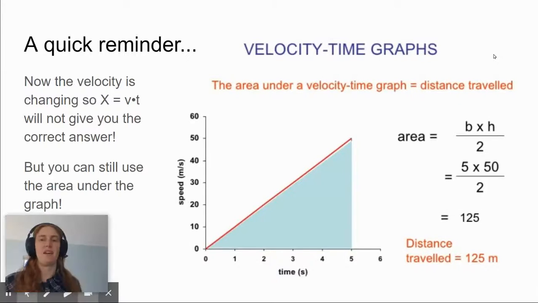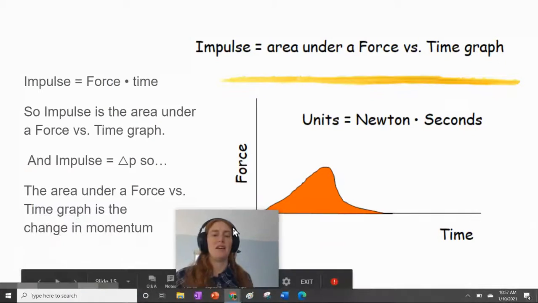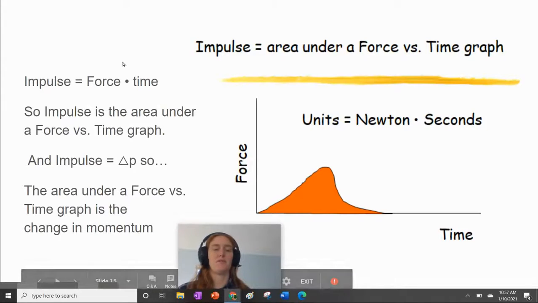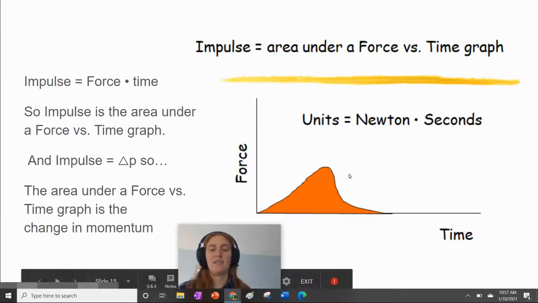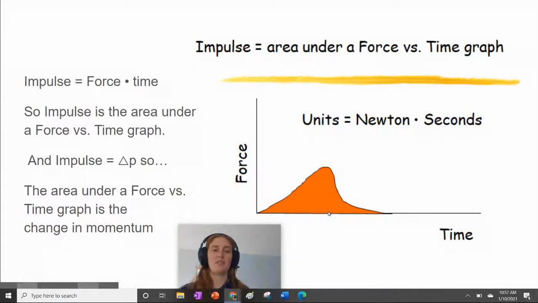So if I have then instead a graph that is impulse is equal to force times time, then the same way that I did velocity times time before, I can do force times time to get the area underneath this to be equal to my impulse. But I can't just multiply my maximum force times time because this is not a rectangle. And in fact, this is usually what the force versus time graph looks like. So you'll need to just approximate the area underneath.